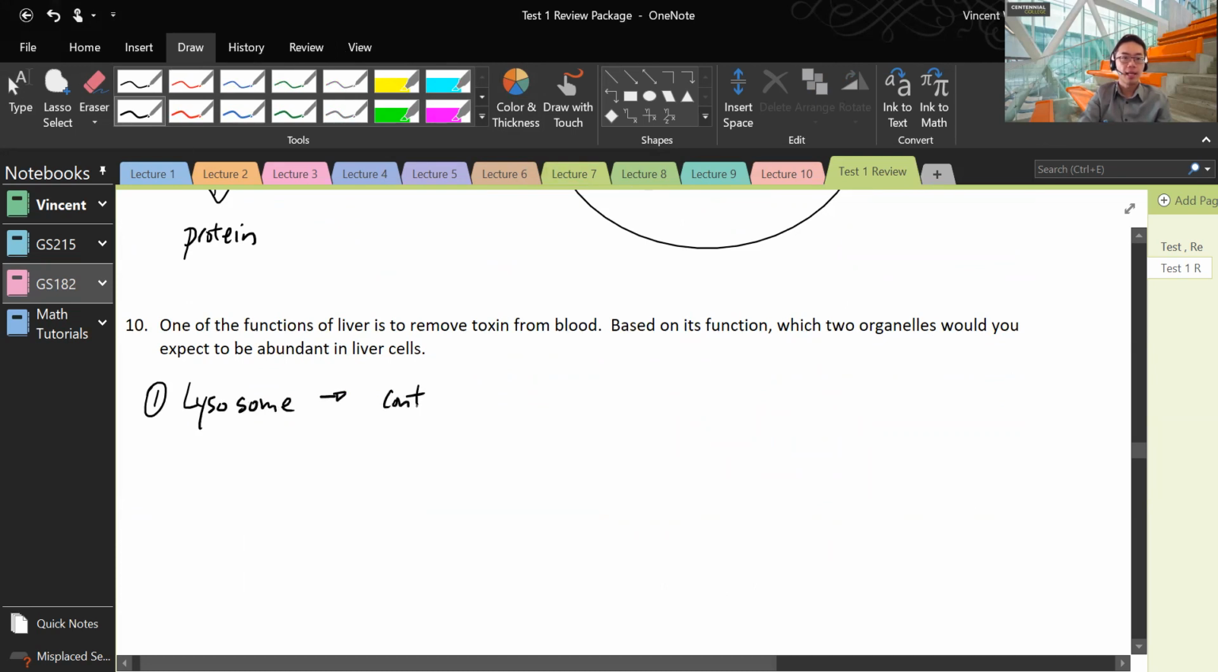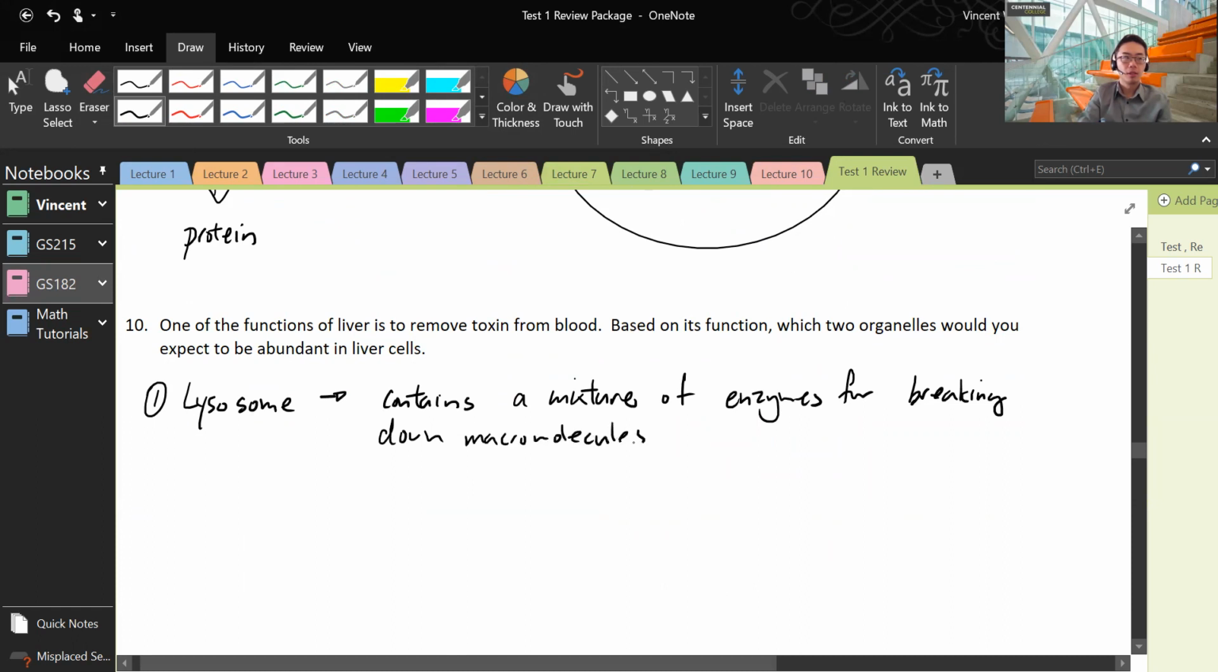Okay, they contain a mixture of enzymes for breaking down macromolecules, right? Toxins, old organelles, right? And even bacteria if it's a white cell or something, right?